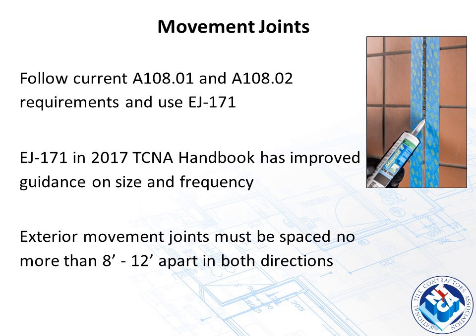Movement joints. Follow the current ANSI A108.1 or A108.2 recommendations, as well as TCNA EJ171. In 2017, the TCNA handbook added additional guidance on size and frequency for interior movement joints. Exterior movement joints can be spaced no more than 8 to 12 feet apart in both directions. We want to allow that installation, if you might, to expand and contract.